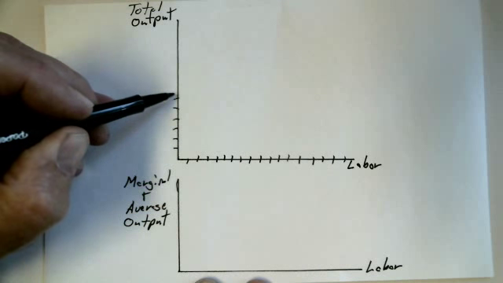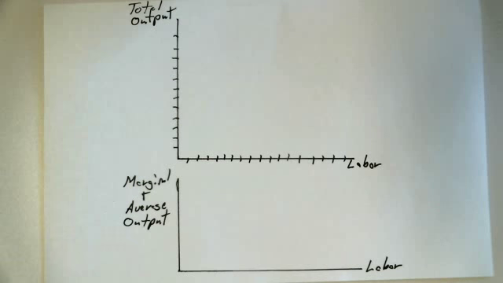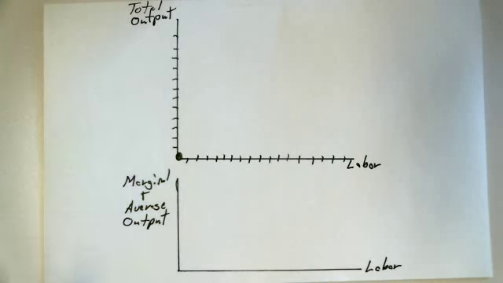So this is not dollars like in supply and demand. This is physical units of the output. I hope you can see that if you had no labor whatsoever, even if you had a factory full of machines all hooked up and ready to go, if there was no labor, there would be no output. So this is the first point on the total product function. And then as we increase labor, output would increase.